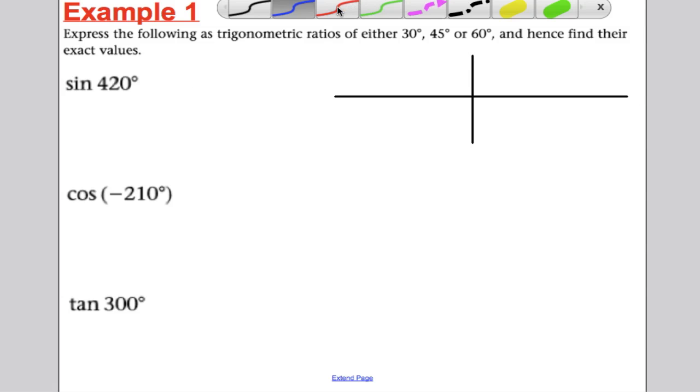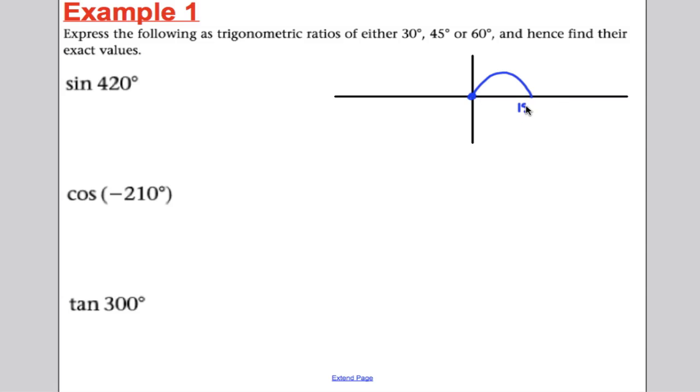So the sine graph started at 0, came down at 180, came back up at 360, and probably came back down over there at 540 over here. So 420 is going to be somewhere here. 420 is 60 along from here, 60 degrees along from here.